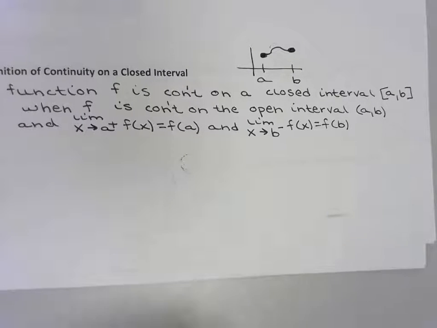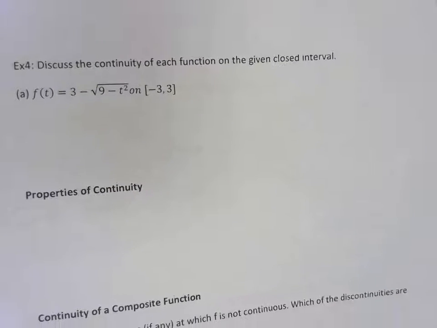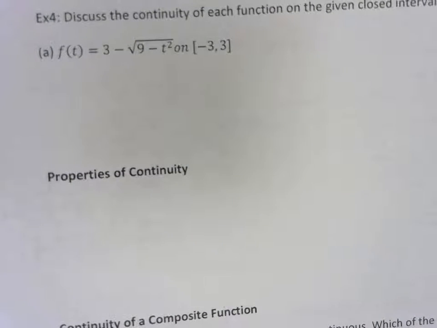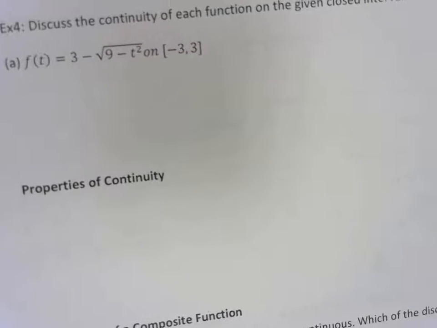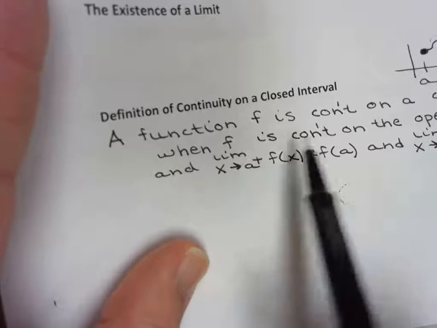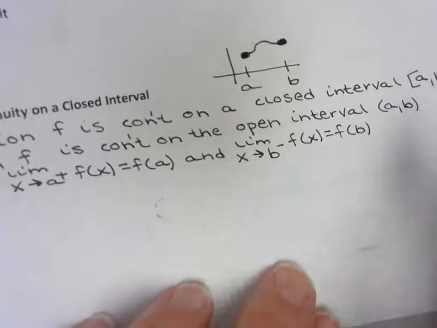Okay, let's look at example 4. I want to discuss the continuity of each function on the given closed interval. As I look at example 4, this is a closed interval because I have brackets. Closed interval means I include the endpoints, left and right. We're going to use the definition of continuity on a closed interval we just wrote. A function f is continuous on the closed interval [a, b] when f is continuous on the open interval (a, b). That's the first thing we want to check.